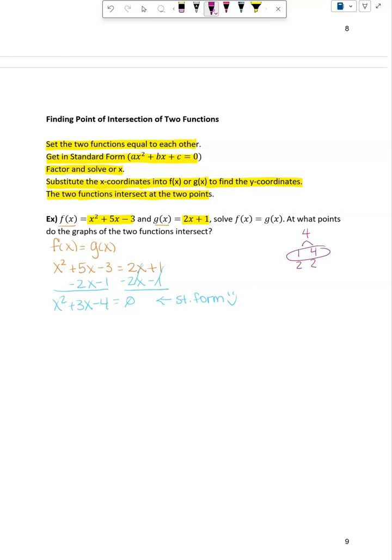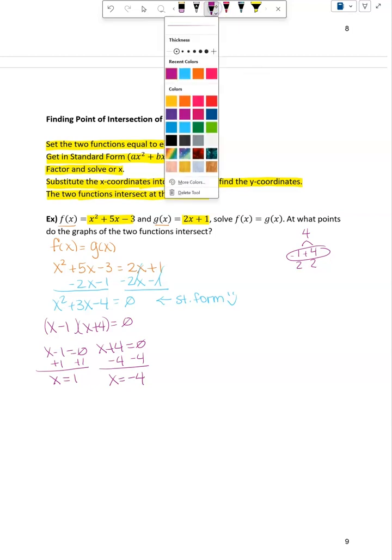The larger one gets the plus. X squared means 2 x's. Not hard anymore, is it? So we're going to have x minus 1, x plus 4. Now we just have to solve, so let's do that. Move that 1 over by adding it to both sides, so x equals 1. Move this 4 over by subtraction, right? X equals negative 4.